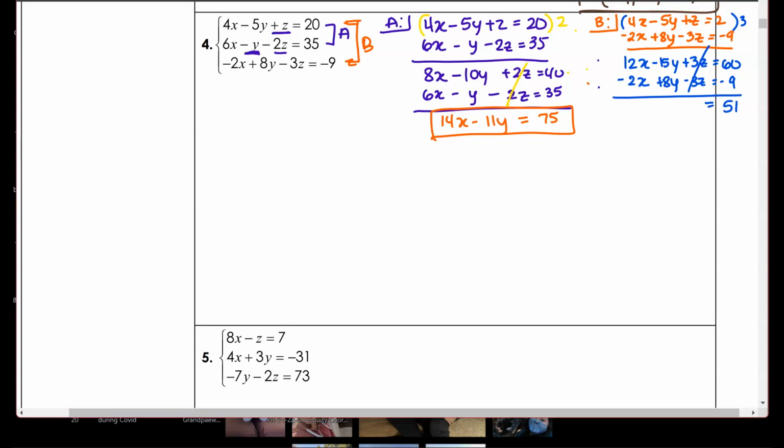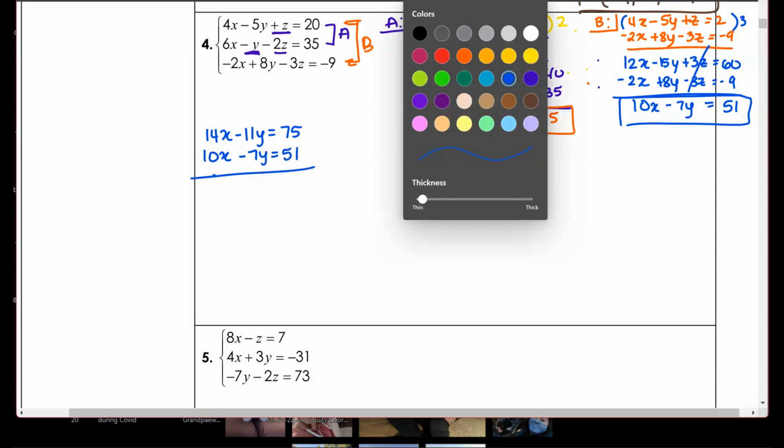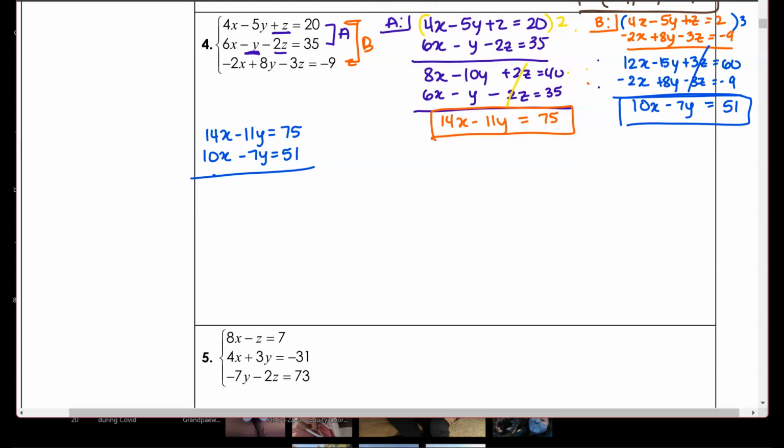Negative 15y plus 8y, that gives me a negative 7y. 12x minus 2x, that gives me 10x. Here's our second equation. We're going to combine both of those equations, so I end up with 14x minus 11y equals 75. 10x minus 7y equals 51. And so here we have a choice of which one to eliminate again. And neither one of these is going to give us a nice elimination.